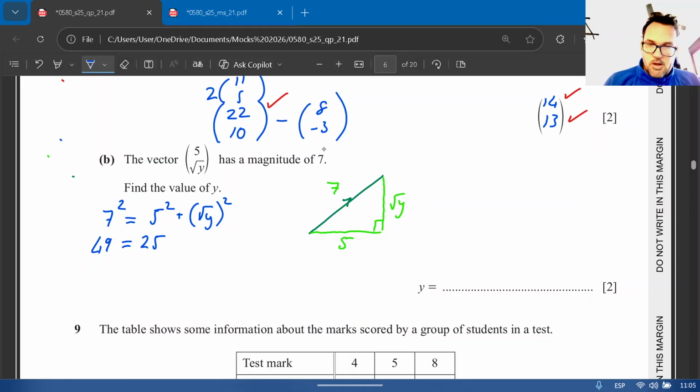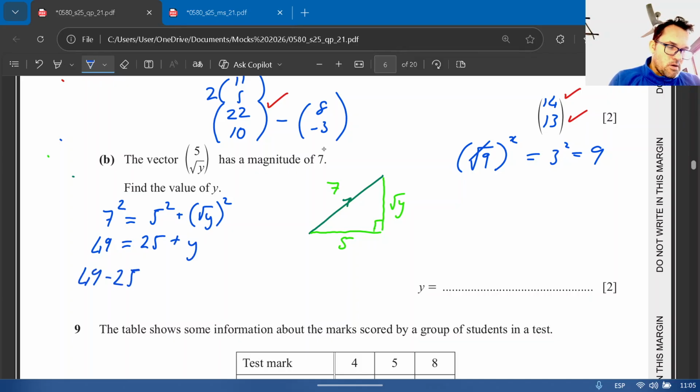Let's say we got the square root of 9 squared. Square root of 9, of course, is 3. 3 squared is 9. They're opposites, so they just cancel each other out. So the square root of y squared is just y. Bam. You see how close we are? Just subtract 25 from both sides, which of course will be, what is that? 24. Y is 24.